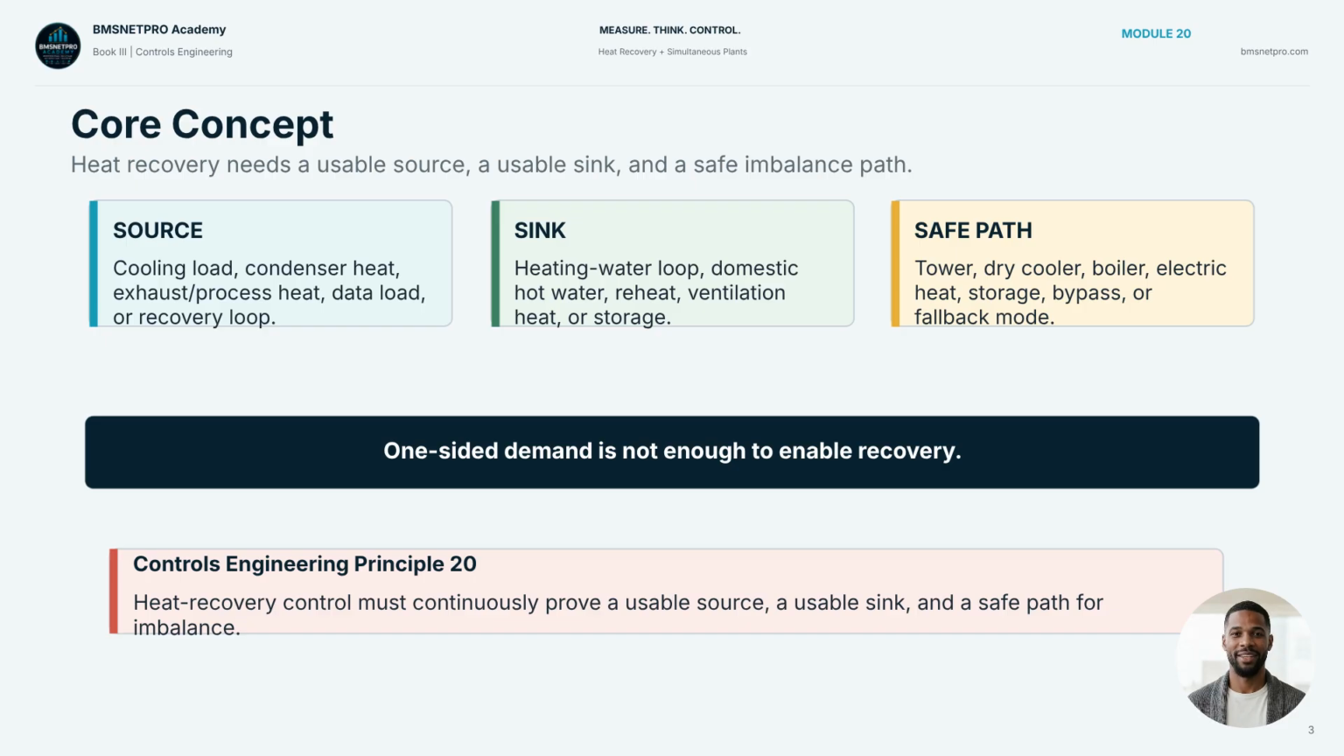The core concept is that heat recovery requires more than a cooling demand or a heating demand by itself. A recovery strategy needs a usable source, a usable sink, and a safe path for imbalance. If cooling demand exceeds useful heating demand, excess heat must be rejected or stored. If heating demand exceeds recovered capacity, supplemental heat may be required. The control sequence must prove the source, prove the sink, and know where the imbalance goes.